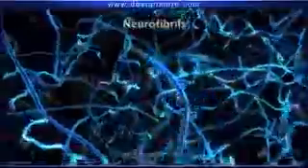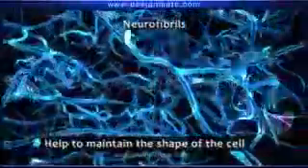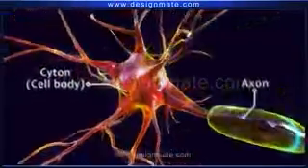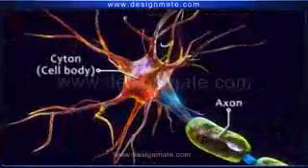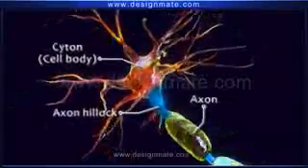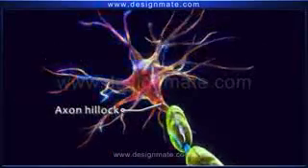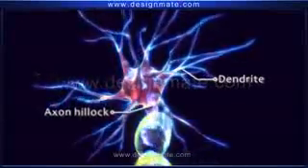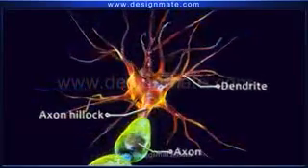Another characteristic feature of nerve cells are the neurofibrils, which are delicate thread-like structures that help maintain the shape of the cell. The part of the cell body, or cyton, from where the axon emerges, is a cone-shaped structure known as an axon hillock. At the axon hillock, impulses received by the dendrites are accumulated and then transmitted through the axon.